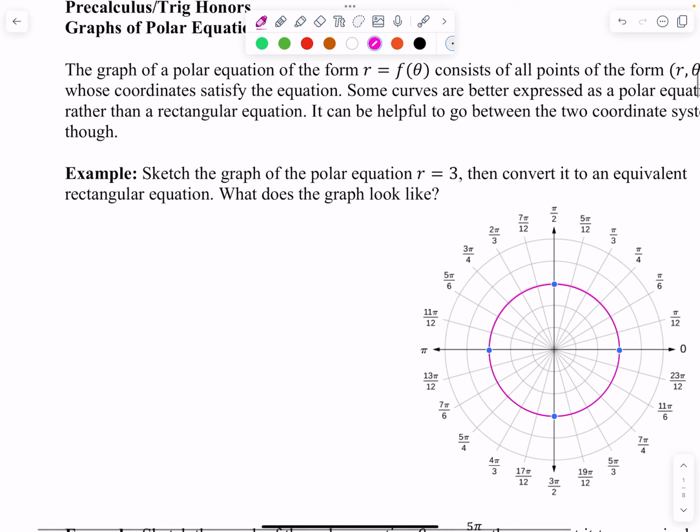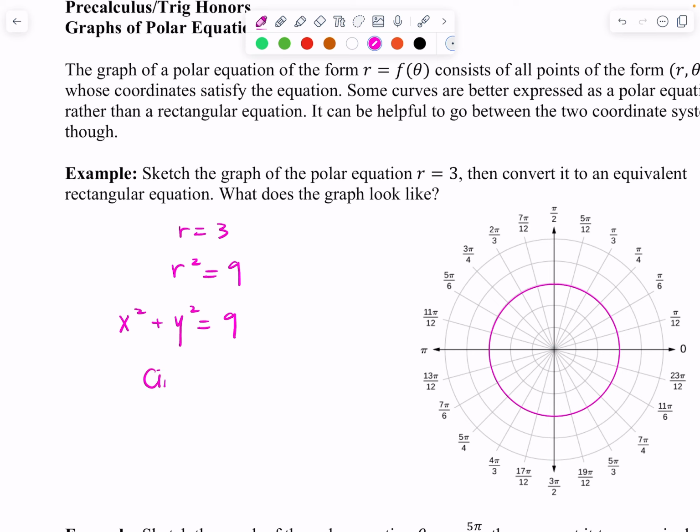And then to go to rectangular form of the equation, you could either replace the r with the square root of x squared plus y squared, or you can think about squaring both sides so that there's r squared equals 9. And then r squared is able to be replaced with x squared plus y squared. And now we have the equation of a circle in rectangular form, and this is something that we're more familiar with.